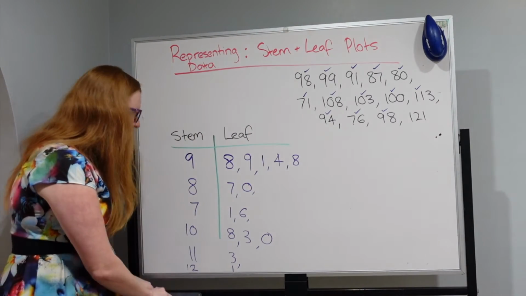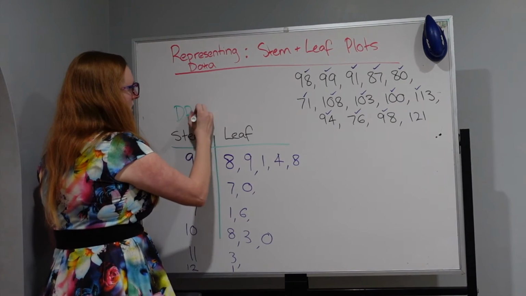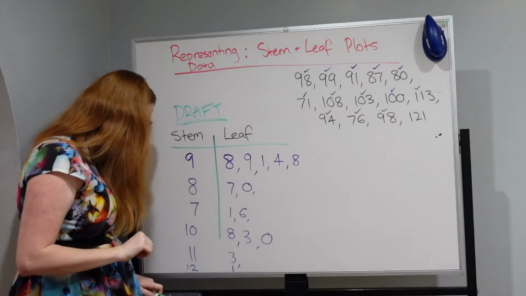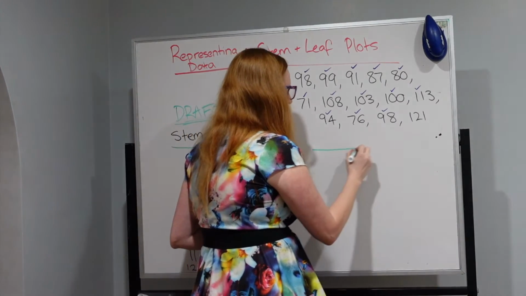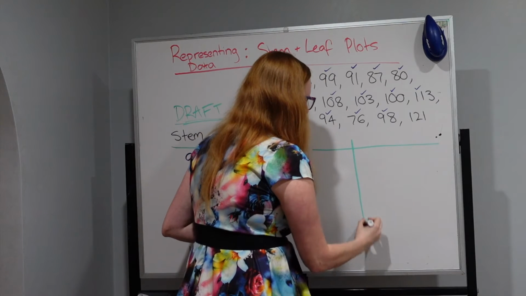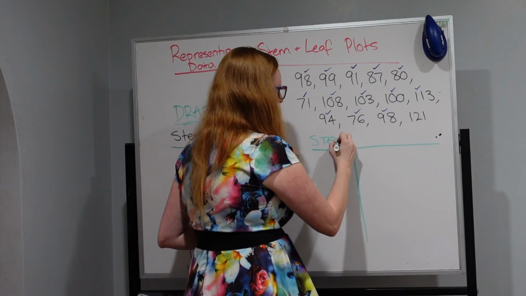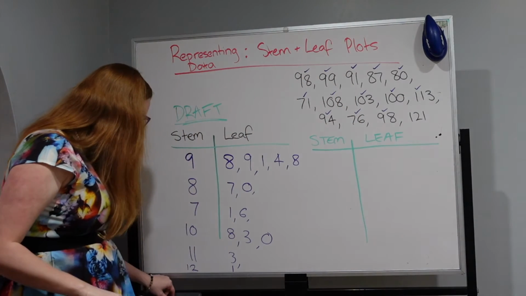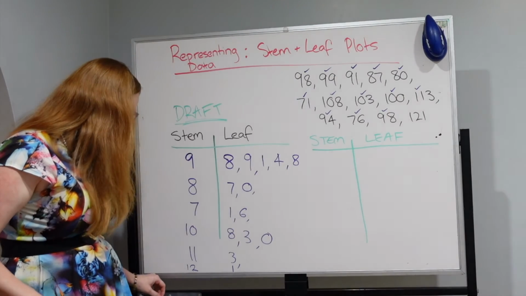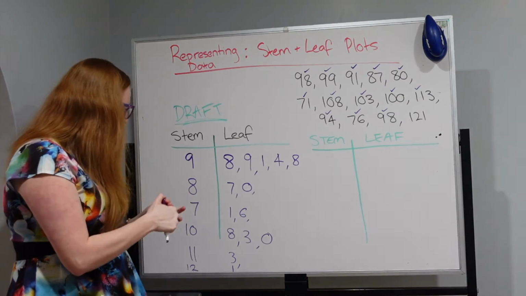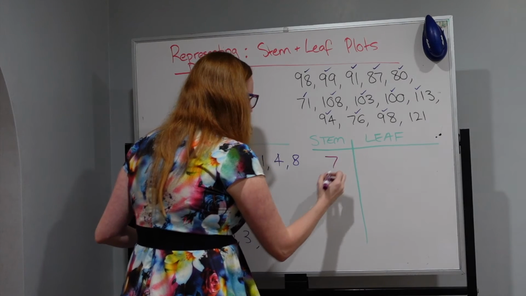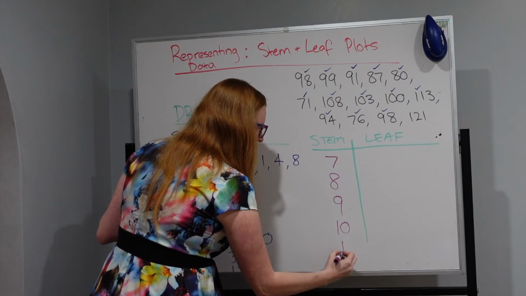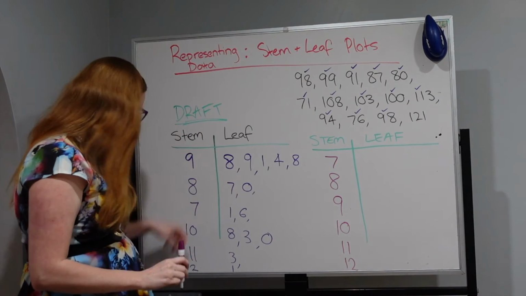Okay, so this is our draft, like our practice one. It's not our final stem and leaf plot. So let me draw a new one over here, one that'll look nice. Okay, so I've got my stem and I've got my leaf. So first I start by putting my stems in order from smallest to largest. So I might use this colour. So my smallest was 7, then 8, then 9, 10, 11, 12. Cool.